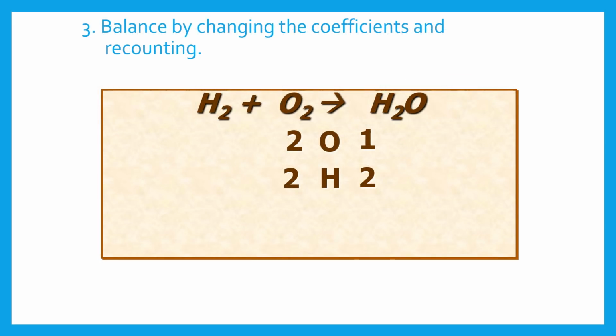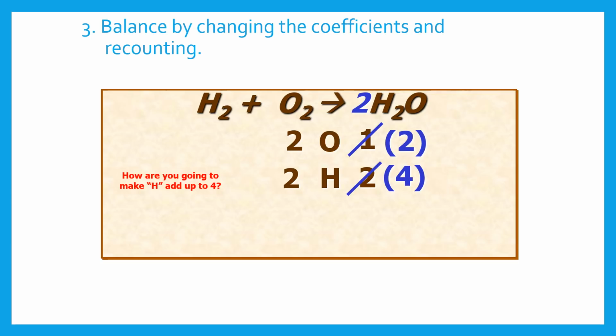So we're going to balance it by changing the coefficients and recounting. We're going to have to change this one first to make it match. So we're going to add a coefficient of 2. And so that's going to change our oxygen now to 2, but it's also going to affect the hydrogen on the product side. So now we have 4.